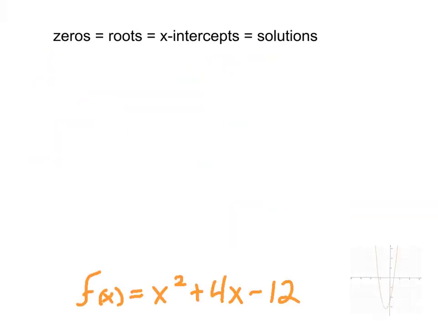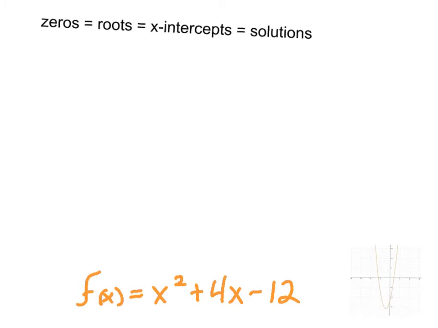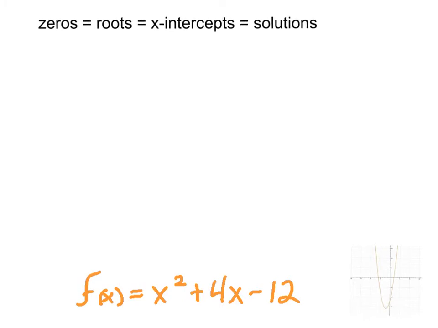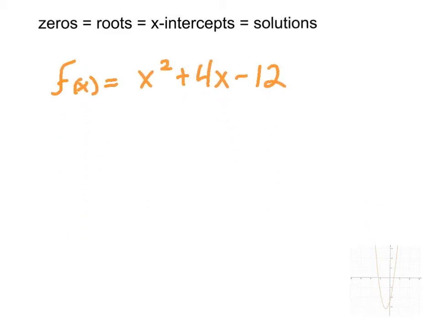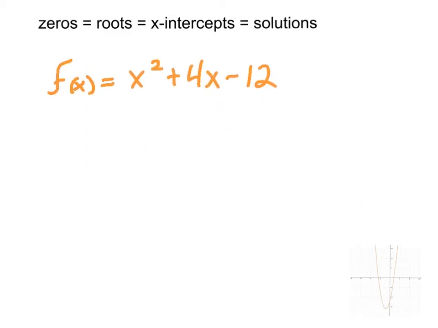Alright, here are a bunch of synonyms that I really would like you to know. These are all the same. Whether I'm asking for the zeros, the roots, the x-intercepts, or the solutions to a function, they're all the same thing. Where does it cross the x-axis? Well, I say that, but if they're imaginary, they don't cross the x-axis.